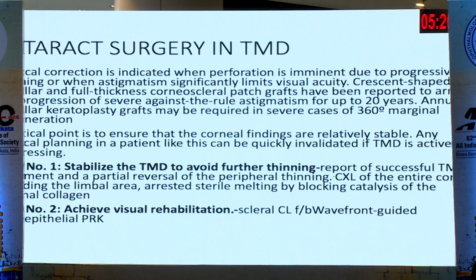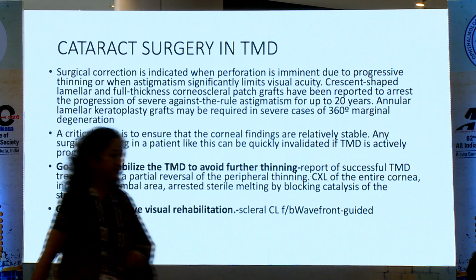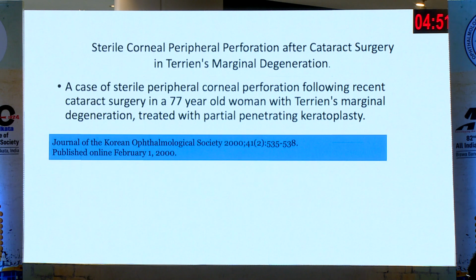So for cataract surgery in Terrien's marginal degeneration, first of all, you have to determine whether the degeneration is stable, because if you're hitting a moving target, where the degeneration is also progressing while you're doing the cataract surgery, then that doesn't work. So in fact, CXL, corneal cross-linking, has been described as a promising method to avoid keratoplasty and to preserve and restore corneal structure.